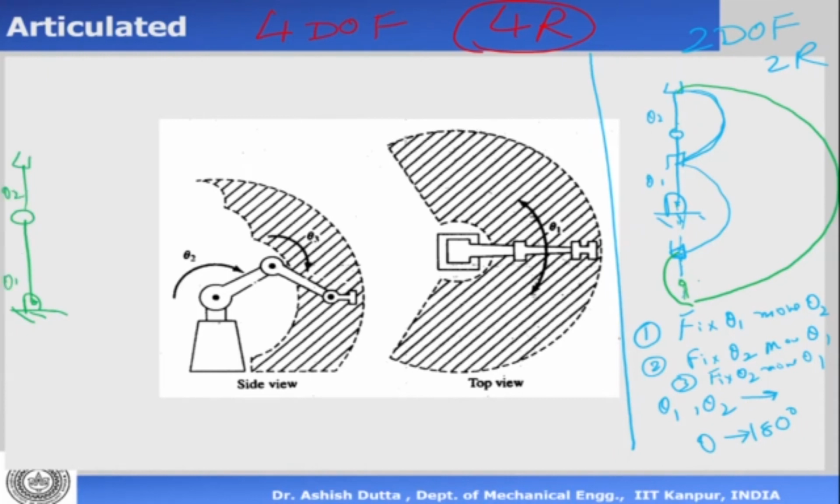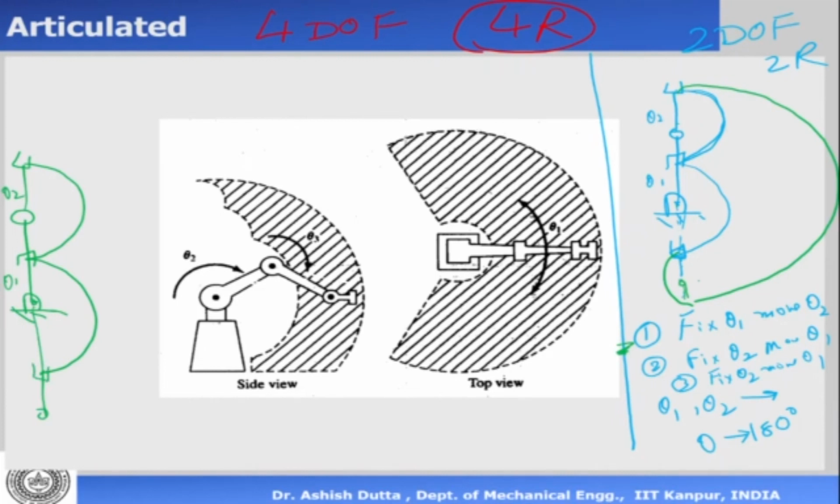First, we fix theta 1 and we move theta 2 by 180 degrees. So it comes like this. So I got 1 circle. Next, I fix theta 2 and I move theta 1. So what will happen is this one will move now, like this. So it has become like this now. So this is stage 2.